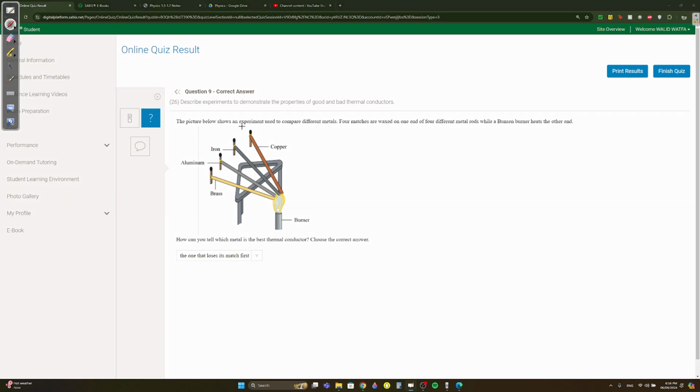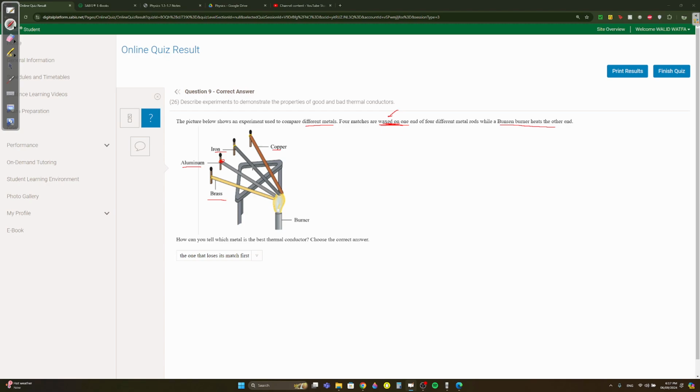The picture below here shows an experiment used to compare different metals. Okay, you have copper, iron, aluminium, and brass. 4 matches are waxed on one end. This is the key word here. And I got this wrong because I didn't read it properly. Are waxed. Okay, so they connected this match by wax over here, on 4 different metal rods while a Bunsen burner heats the other end. Remember, this was one of the experiments we did in the notes.